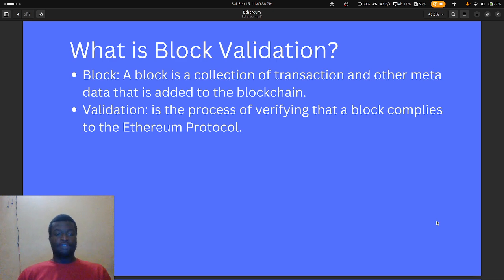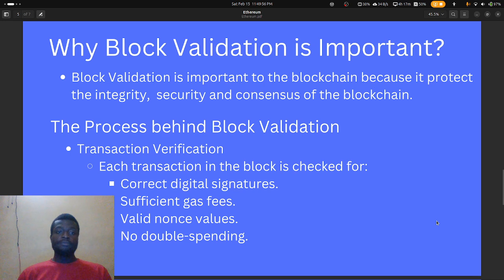So what is block validation? Block validation is actually just the process of verifying that a block in itself complies with the Ethereum protocol. So it's just a process of checking if a block actually follows the rules that are set by the Ethereum protocol.